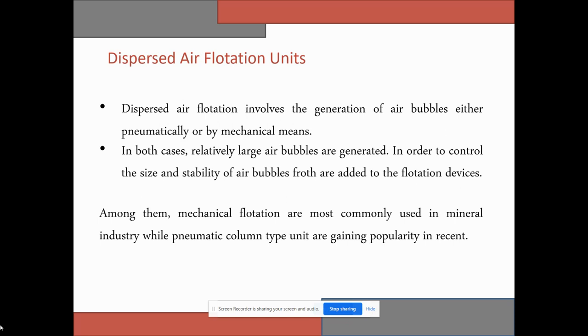Dispersed air flotation. Dispersed air flotation involves the generation of air bubbles either pneumatically or by mechanical means. In both cases, relatively large air bubbles are generated. In order to control the size and stability of air bubbles, frothers are added to the flotation devices. Dispersed air flotation machines are broadly classified into mechanical cells and pneumatic cells.